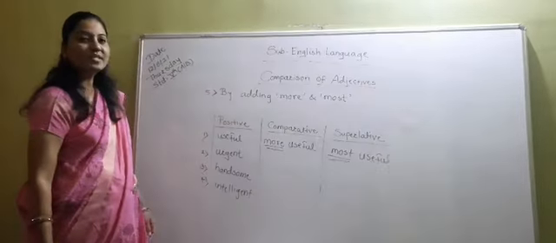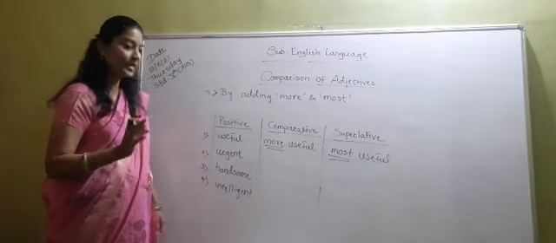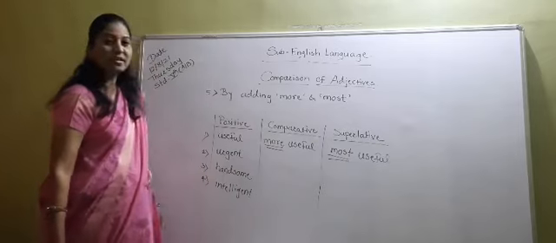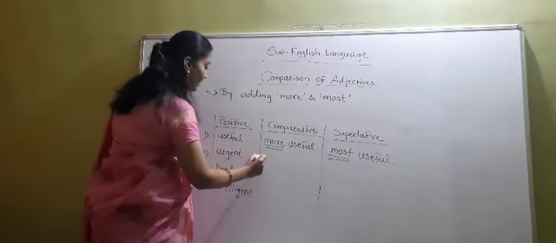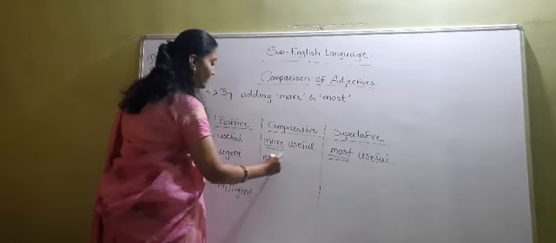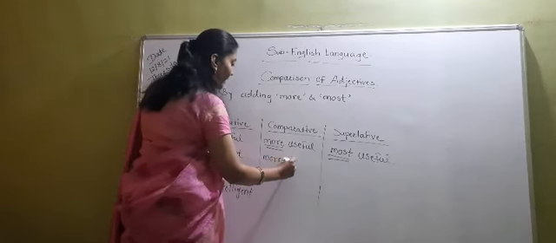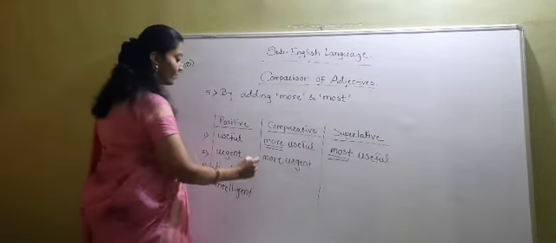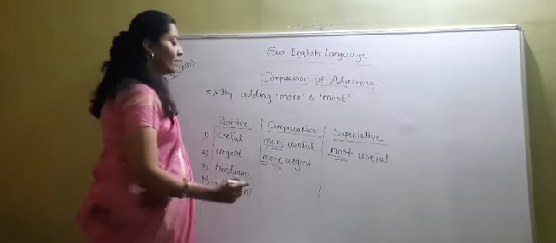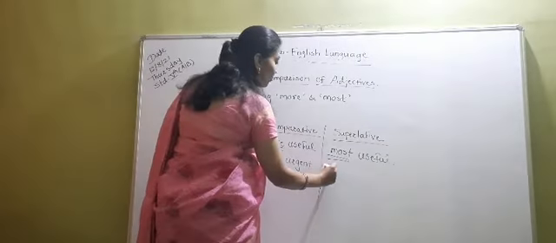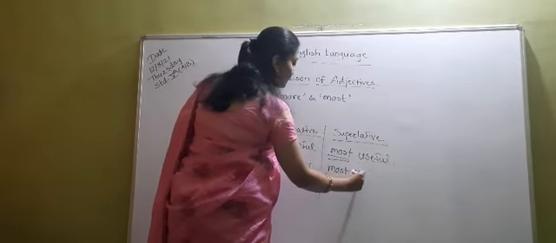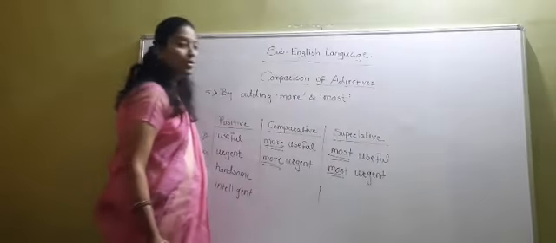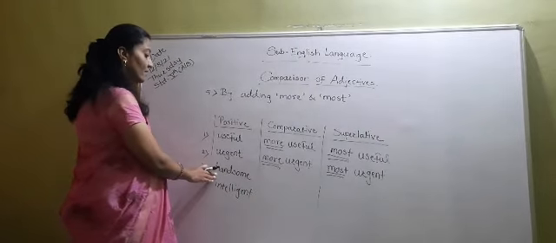So it is really a piece of cake that you will love to enjoy doing this. Then second word is urgent. Urgent. We have to add more to form comparative and write down the adjective urgent. More urgent. Okay. More urgent. And to form the superlative degree, again you have to write here most urgent. Underline this word most.